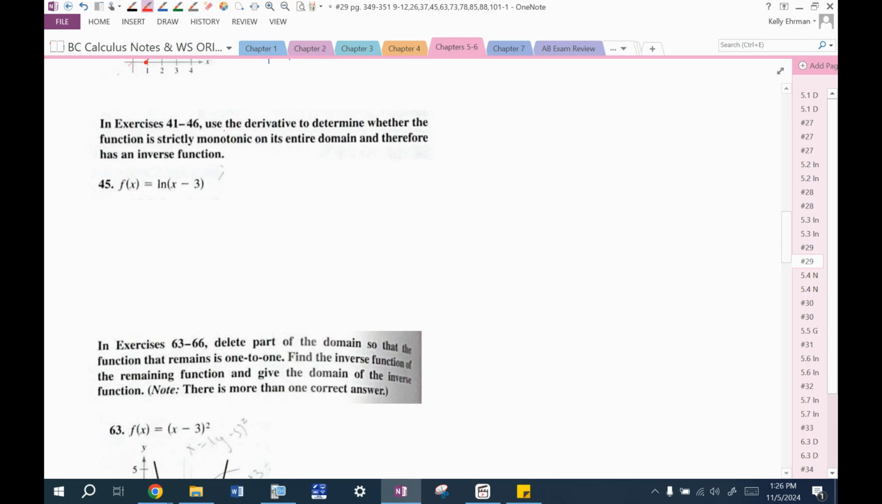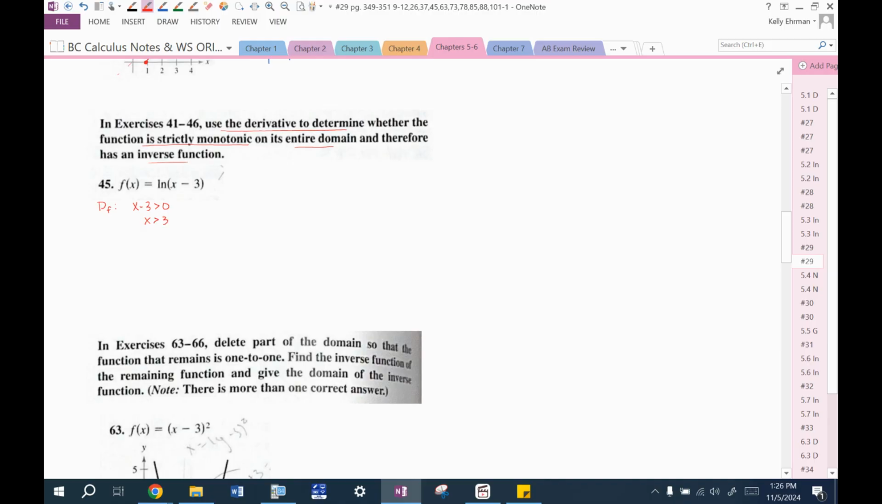Use the derivative to determine whether the function is strictly monotonic on its entire domain and therefore has an inverse function. So first, let's talk about the domain of f. For any natural log or log function, the domain is that the expression inside of the logarithm has to remain positive. So x minus 3 needs to be greater than 0, which means x should be greater than 3.